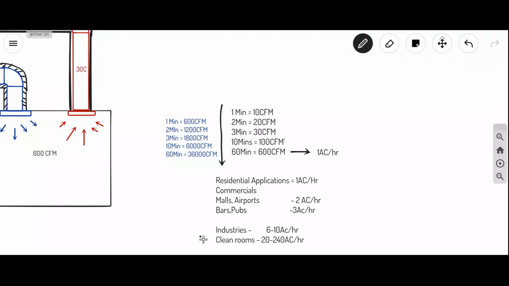If it comes under clean rooms, 20 to 240. Again, there will be their own specifications. You need to refer to the National Hospital standards again for clean rooms. Okay, sir.